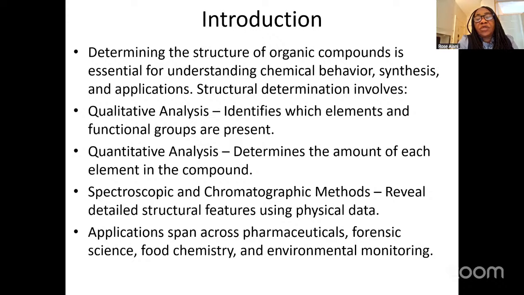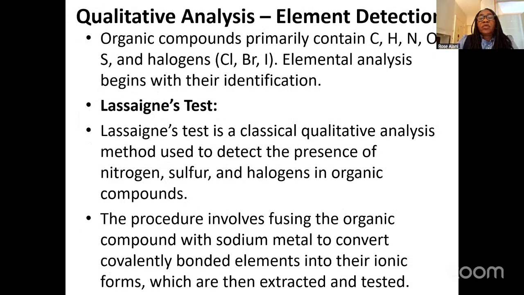Qualitative analysis is just to identify which elements or functional groups are present. Quantitative analysis determines the exact amount of the element present in the compound. And the spectroscopic and chromatographic methods help to reveal detailed structural features using physical data. Organic compounds contain carbon, hydrogen, nitrogen, oxygen, sulfur, and the halogens.